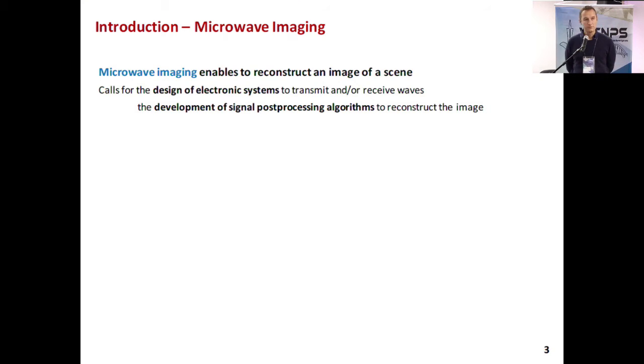Okay, so first, microwave imaging. The goal is to reconstruct an image of the scene. It's quite a complete problem because it calls for both the design of an electronic system in order to transmit and receive waves in the case of active imaging, or only to receive waves in the case of passive imaging. It also calls for the development of signal processing algorithms in order to solve the inverse problem and to reconstruct the image.